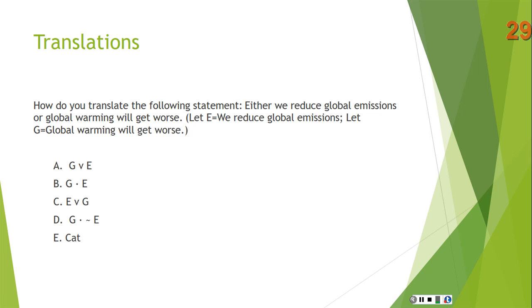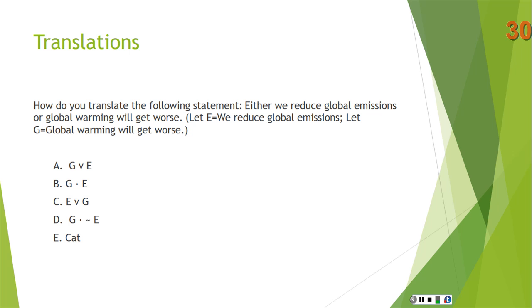So technically you want to pick C. That says E wedge G. We reduce global emissions or global warming will get worse. G wedge E in option A actually is correct as well. Logically, it doesn't matter whether you put the G on the left or the right, whether you put the E on the left or the right. So logically, it doesn't matter.